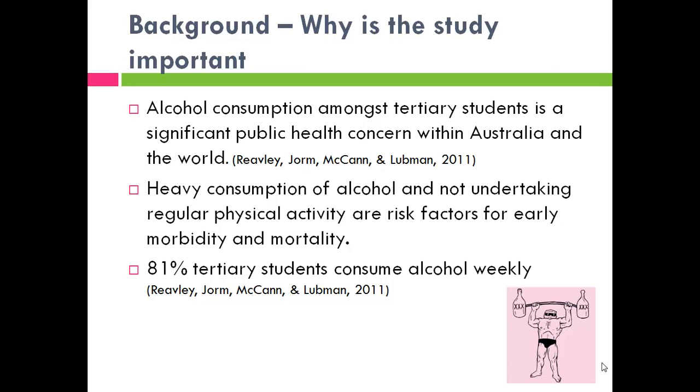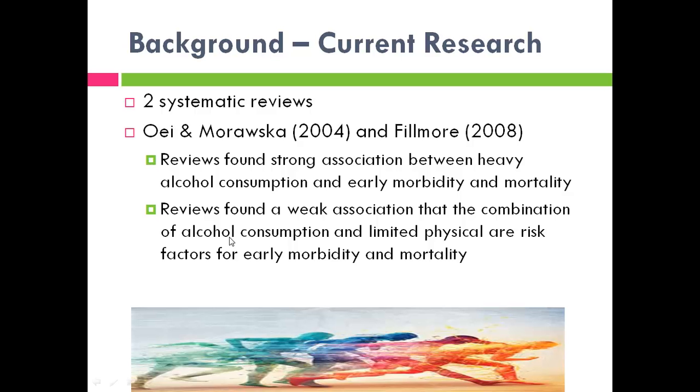So why is this topic so important? Why did I choose to study it? Well, alcohol consumption amongst tertiary students is a significant public health concern within Australia and the world. Heavy consumption of alcohol and not undertaking regular physical activities are considered major risk factors for early morbidity and mortality. And 81% of tertiary students consume alcohol weekly, so this could be considered quite a primary risk factor in terms of early morbidity and mortality in this population.